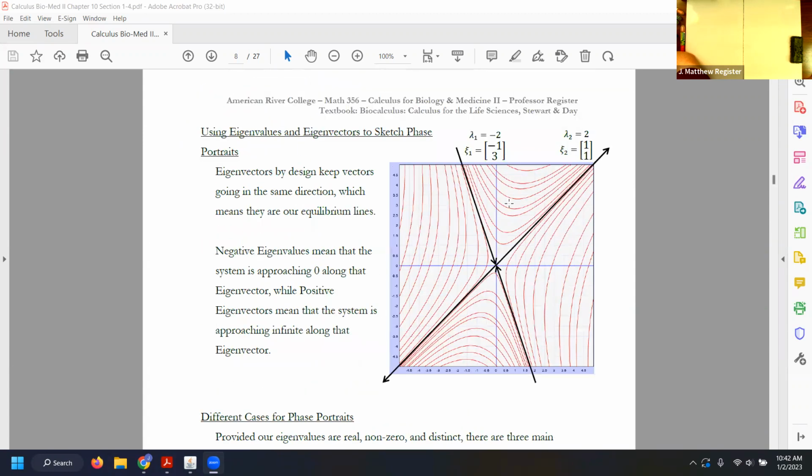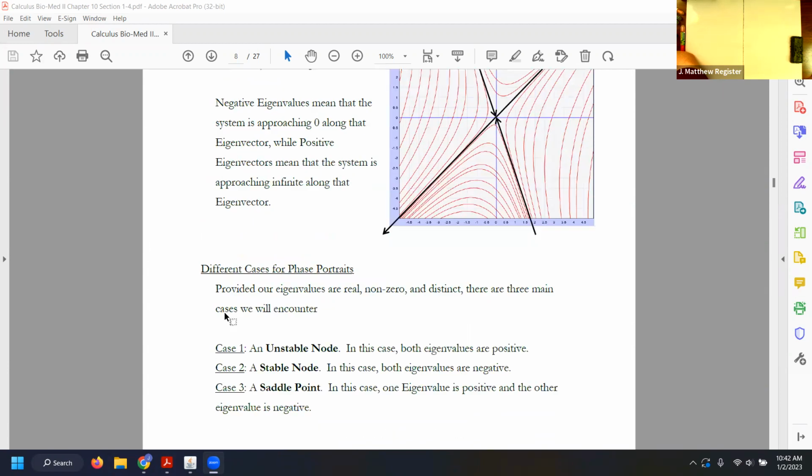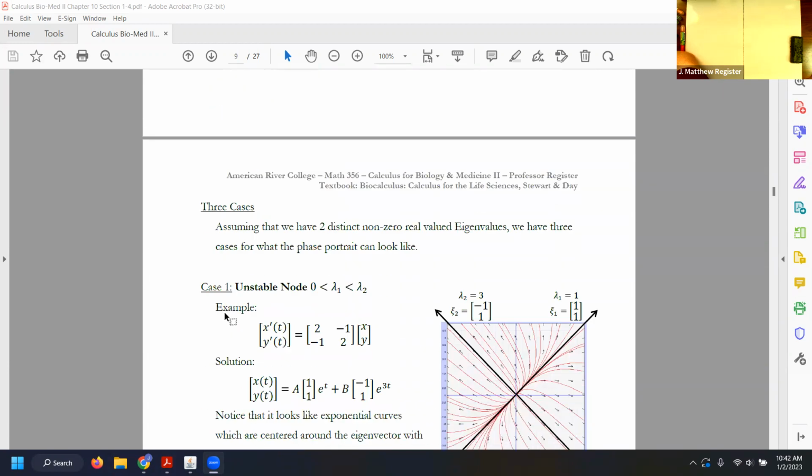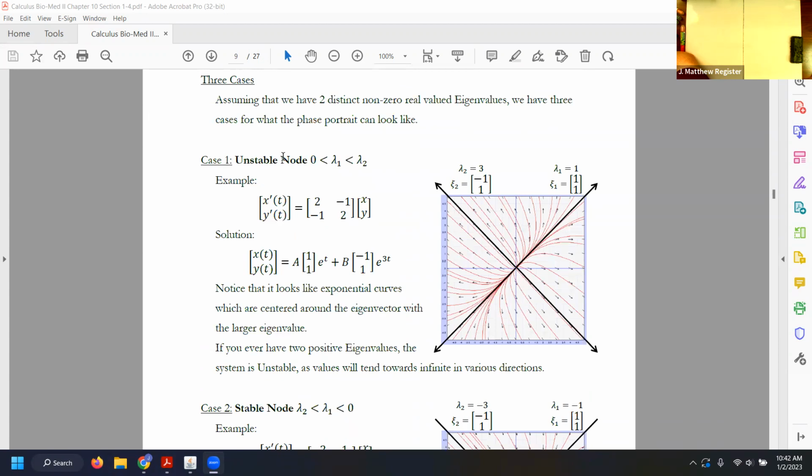We are going to be able to do these graphs by hand, just using the eigenvalues and eigenvectors. And so here are the 3 cases. The first is an unstable node. And so let's say 0 is less than eigenvalue 1 is less than eigenvalue 2. And here is a sample example. And so notice we have our 2 lines. And then if we look at this, we can see how everything is going away from the origin.